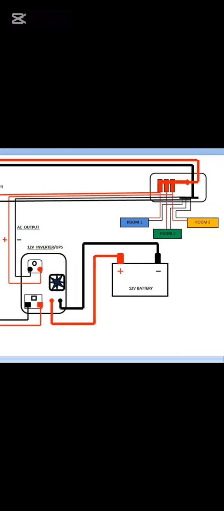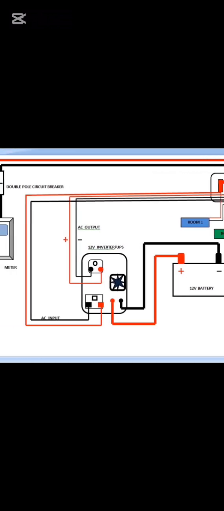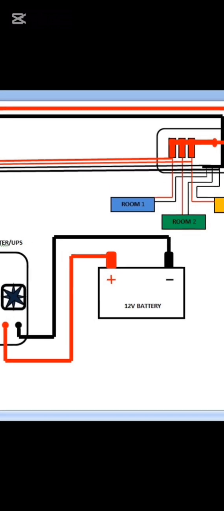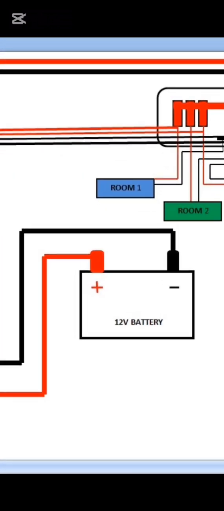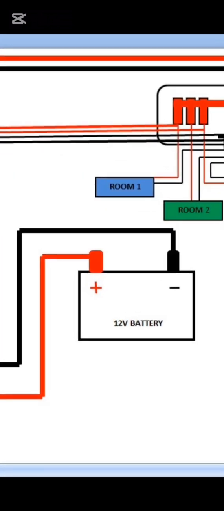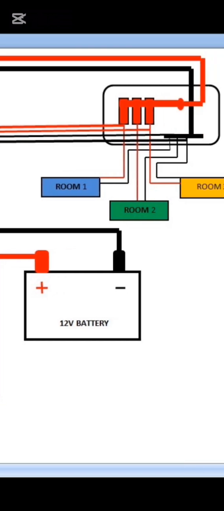The AC input is the AC supply that supplies the AC current to the inverter from the consumer unit for the charging of the battery. As you can see, it is connected. The positive of the AC input is connected with one of the miniature circuit breakers. It is connected with the miniature circuit breaker that supplies the power to room 1.